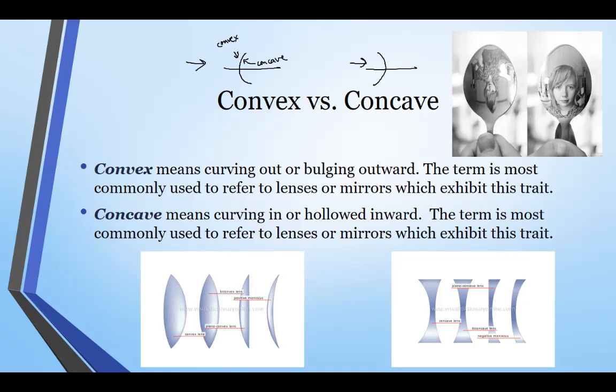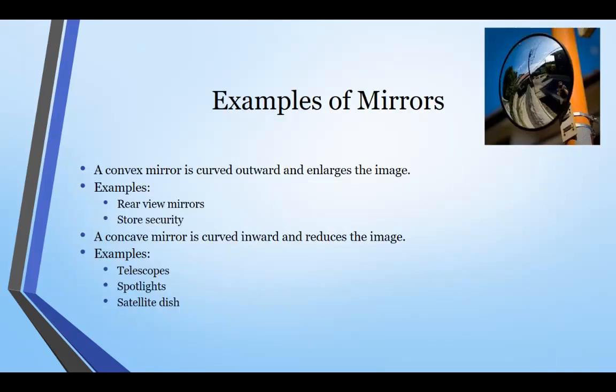The pictures down below are actually for lenses, and so you can see they have convex lenses, where you have a double convex or a double concave, or you can have what's called a planar convex or a planar concave, where it's flat on one side and then concave or convex on the opposite side. But we'll deal with that a little bit more when we get into the lenses. All right. Now, where do we use these?